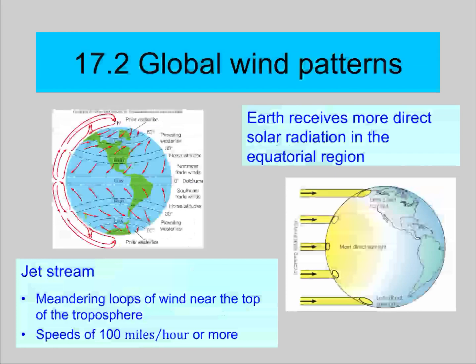But if you start to tilt the flashlight with respect to the wall, you're going to see that the light is going to spread out and reach over a larger area, which basically unequally distributes the amount of sunlight or the amount of light. And that's what contributes to our global wind patterns. Now the jet stream is going to be meandering loops of wind near the top of the troposphere where speeds can be reached up to 100 miles per hour or more.